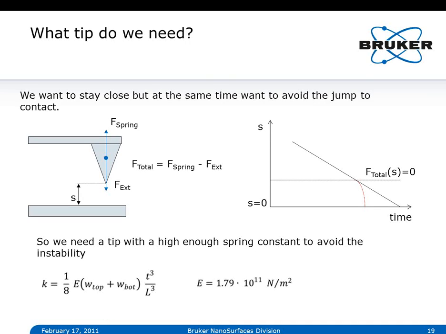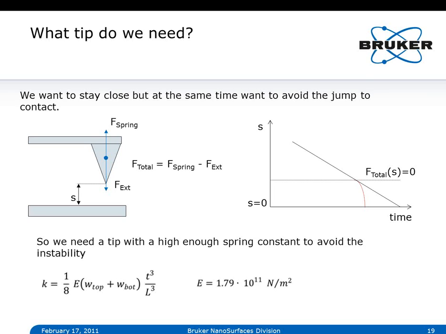So now what do we have to do in order to stay close to the sample? And that brings us then to the answer of what kind of tip we have to use. So what we want to do is we want to stay close, but at the same time we want to avoid the instability that the jump into contact would cause. Now, how do we do that?